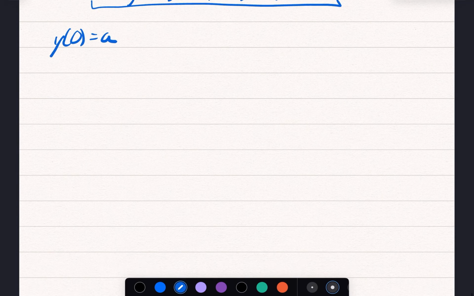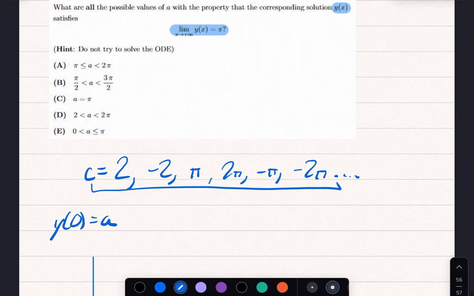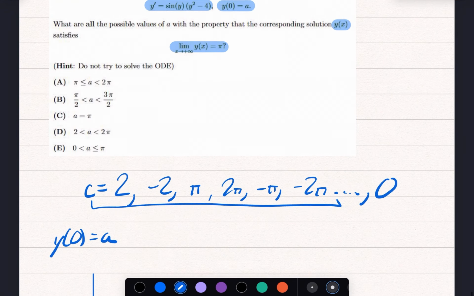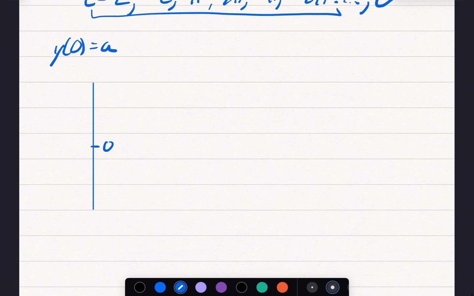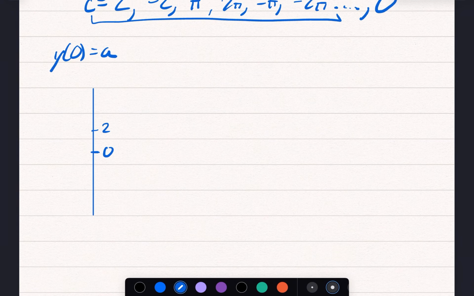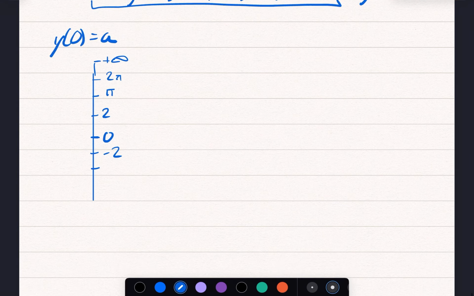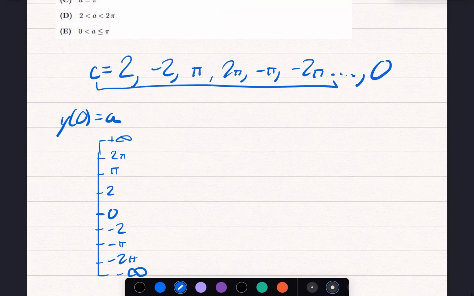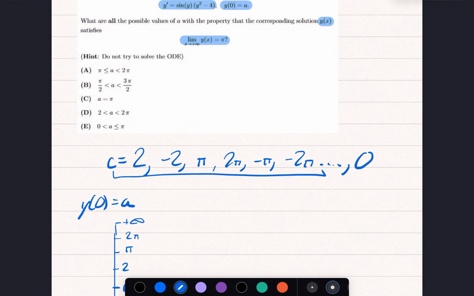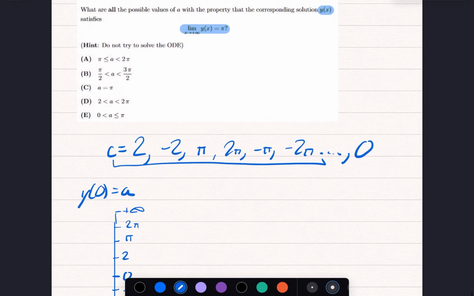So I put them on my phase portrait. Cool. I also have 0 in here, which is a really nice one. So I put 0. That's kind of my baseline. Go to 2. Pi is 3.14, so I'll go to pi. 2 pi. Go up a little bit. Positive infinity. -2. Then I got negative pi, -2 pi, and then negative infinity. I just gotta approach this with like a, and let me copy and paste this so it's easy.